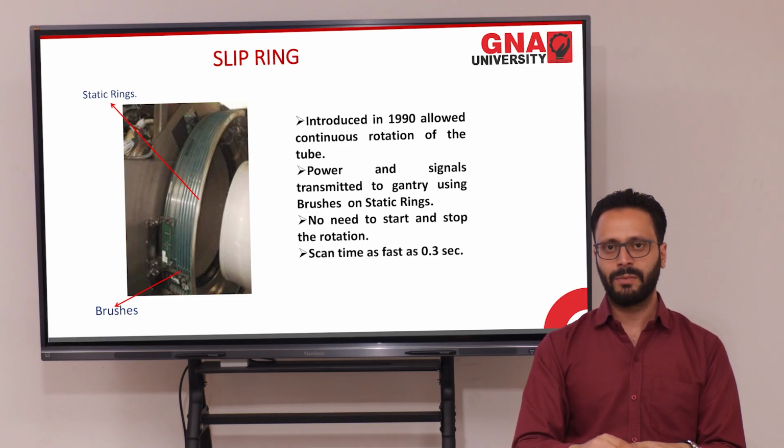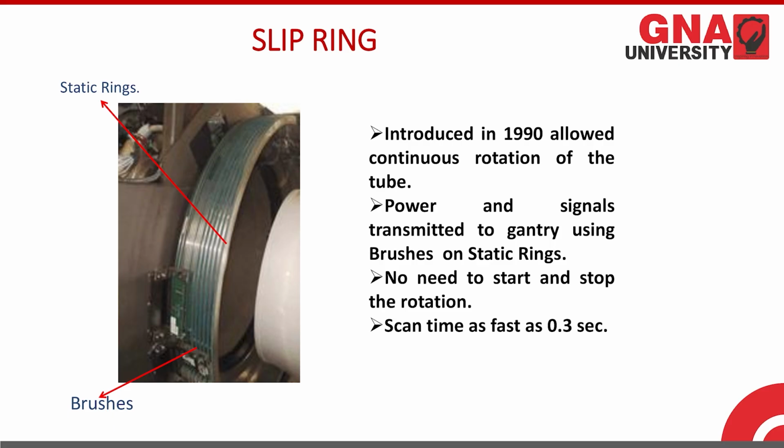The next is slip ring technology. From the historical perspective, there was no continuous motion available until the fourth generation. Now, after the fourth generation, in 1990, the slip ring technology was introduced. By the introduction of slip ring technology, it allowed the gantry continuous motion, and that continuous motion gave rise to a new type of CT scan method, which is known as helical or spiral CT.